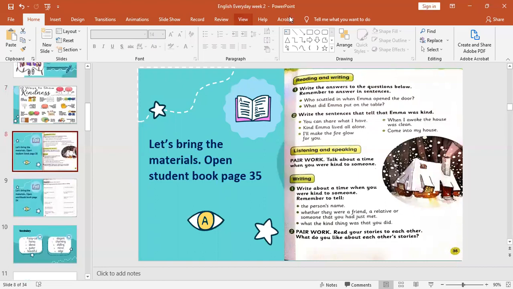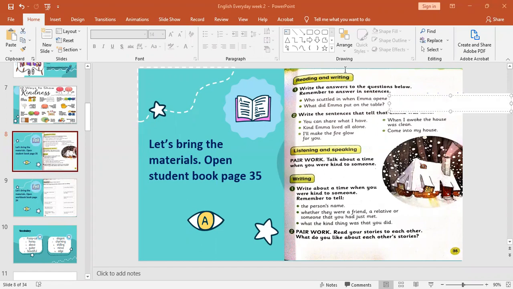So talking about writing quickly, who scuttled in when Kind Emma opened the door? Who scuttled in? A tiny thing, right? A tiny thing scuttled in. That is the answer.